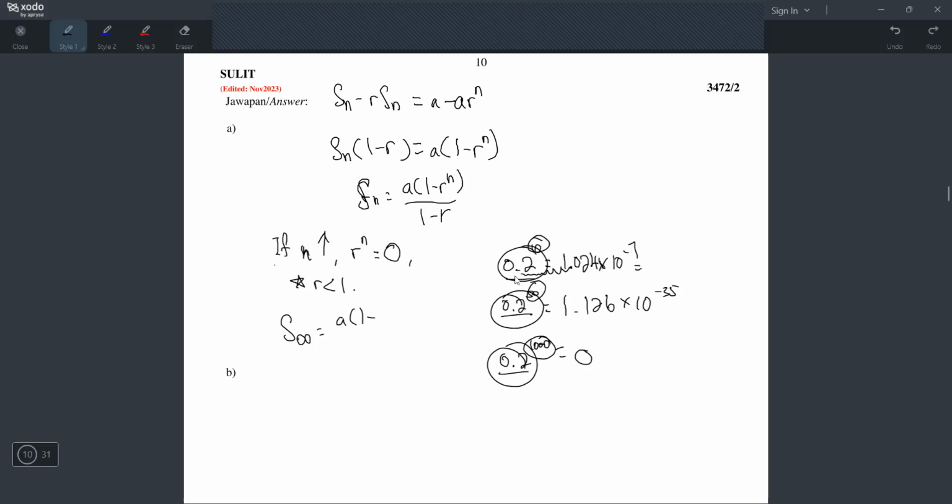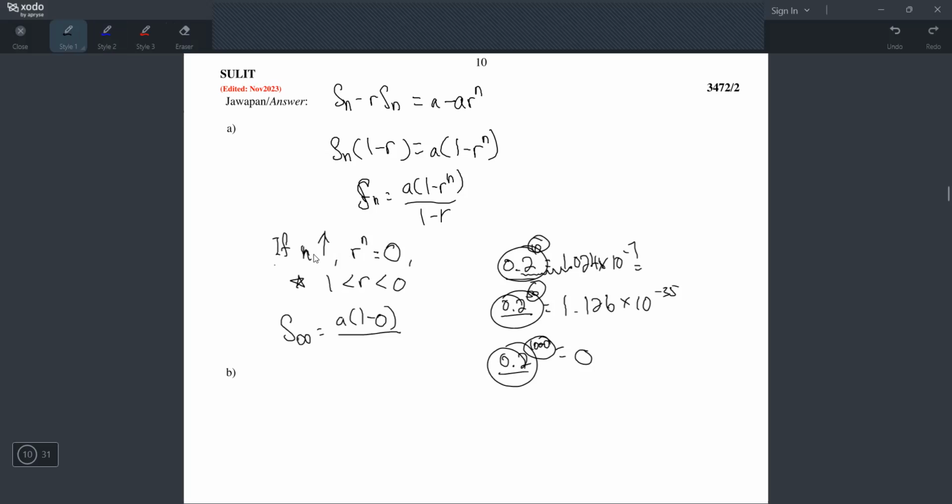When you power a very big number, you will end up as 0. When the power gets bigger, it means r power n will be 0 here, right? Because if your r is 0 point something, it means less than 1, and then your n is... oh, by the way, it cannot be just any number less than 1. It can be less than 1, but it also has to be more than 0. It cannot be negative.